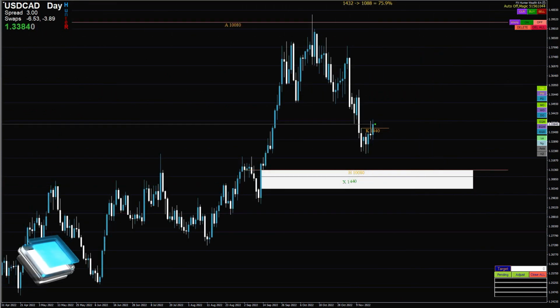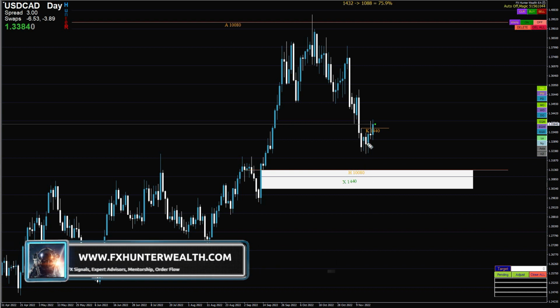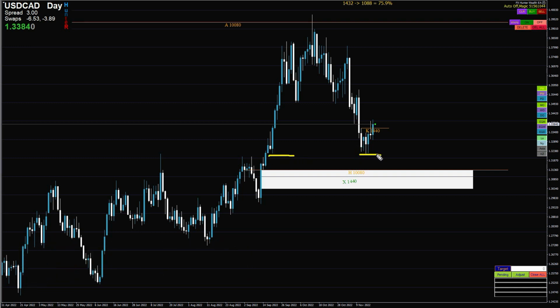Okay, this is USDCAD, and in my opinion it could go higher. However, I still think that this is a trap. Look at this, these two equal lows are in my opinion a liquidity where they would like to accumulate some positions. So look at this perfectly here.